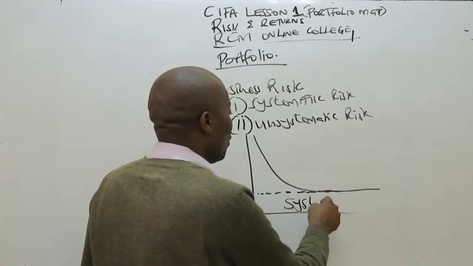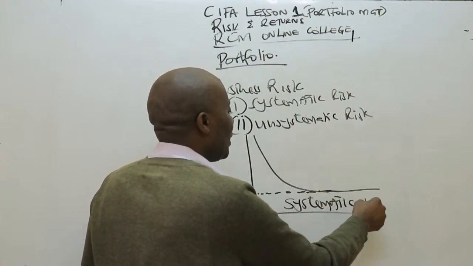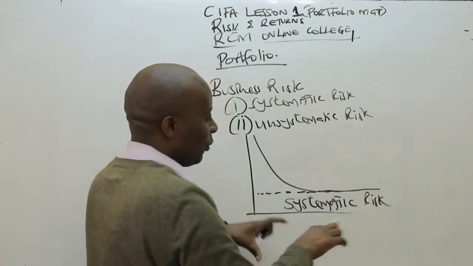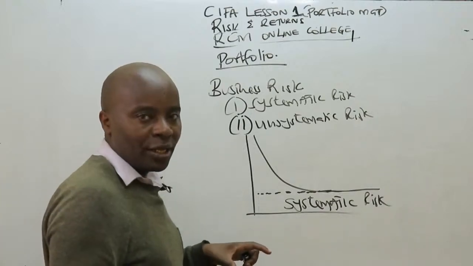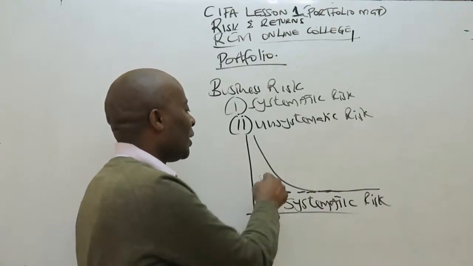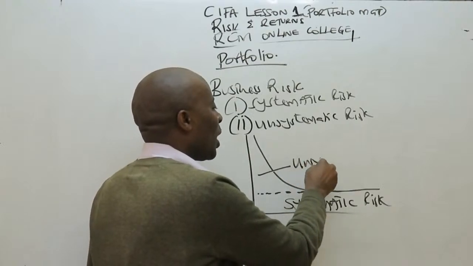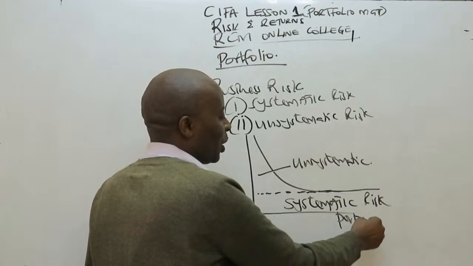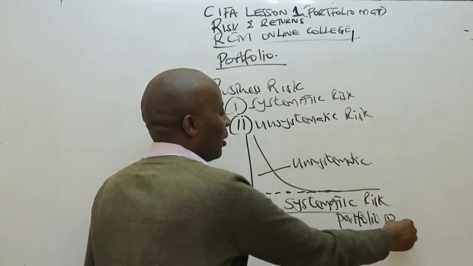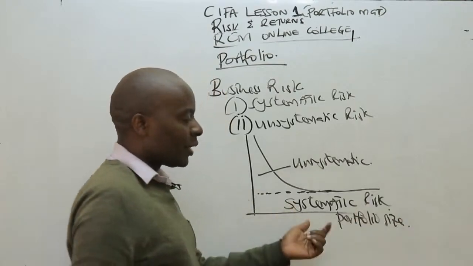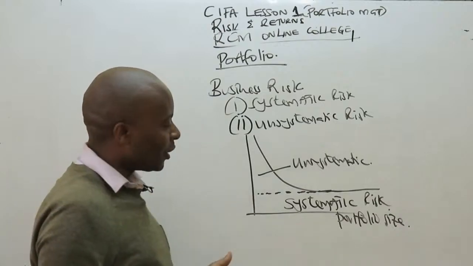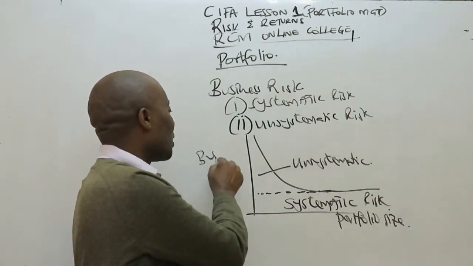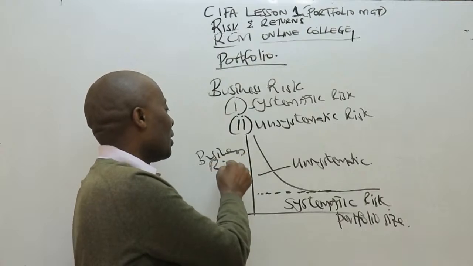down here, we'll be talking of the systematic risk, the one that is uniformly distributed in the industry. And then here, we'll be talking of what we call unsystematic risk, the one that reduces as our portfolio size, capturing the number of investments, grows. So of course, we have this being the business risk.